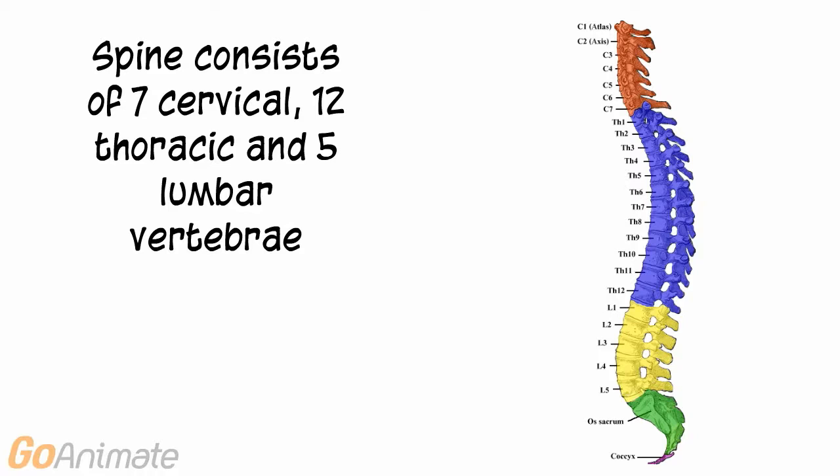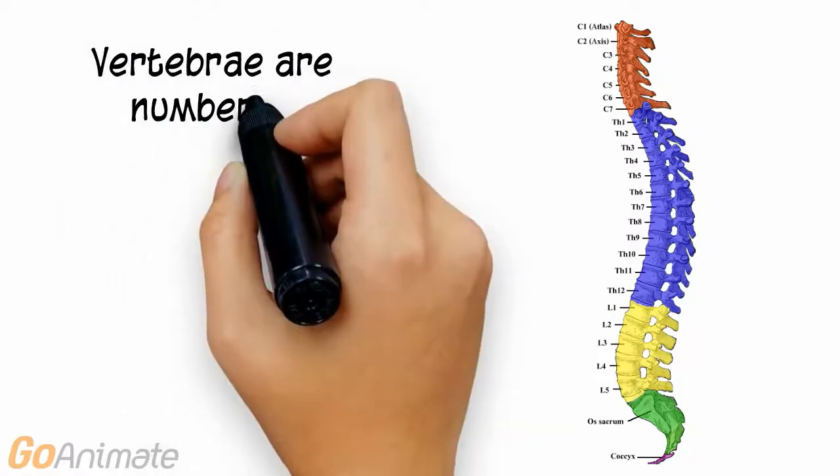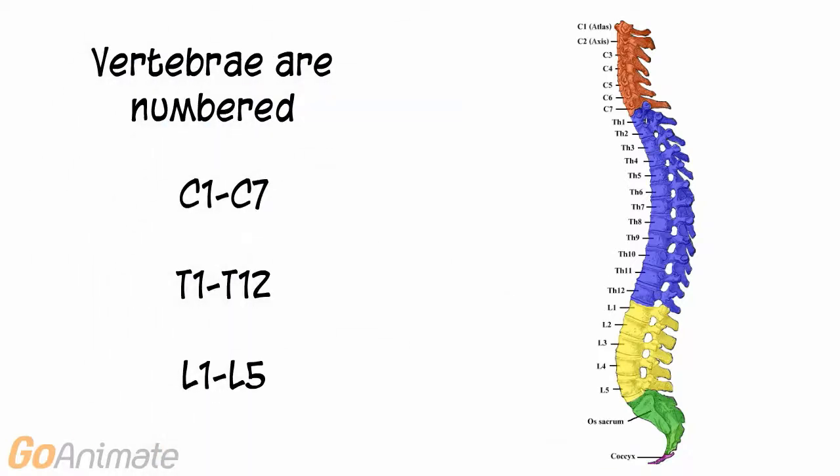The cervical spine consists of 7 vertebrae. The thoracic spine consists of 12 vertebrae. The lumbar spine consists of 5 vertebrae. The vertebrae are also numbered according to their position in the spine.